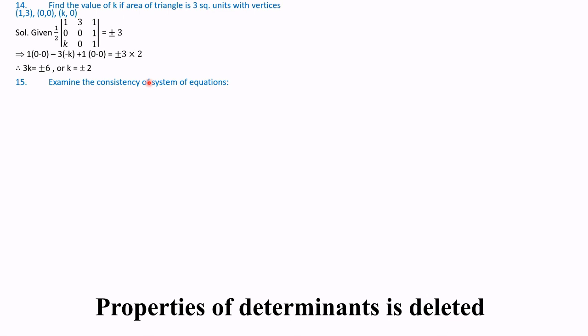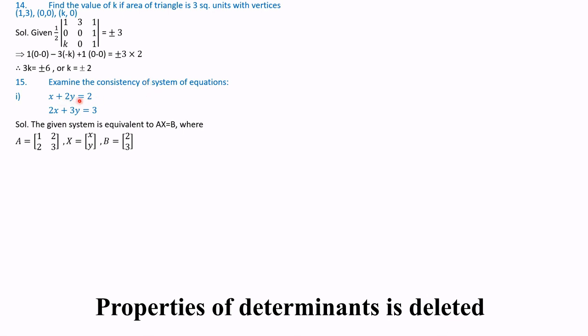Problem number 15. Examine the consistency of the system. This is deleted from the portion, but still I have given the values for how to find it out. So it is of the form AX equals B. The two equations are given: x plus 2y is equal to 2, 2x plus 3y is equal to 3. So the given system is written as A, X, B. This is a 2 by 2 matrix, 1, 2, 2, 3. X is equal to x, y, capital X is the column of x and y, and capital B is the right hand side terms.